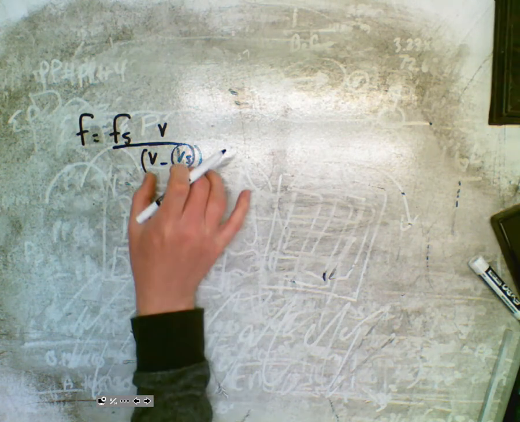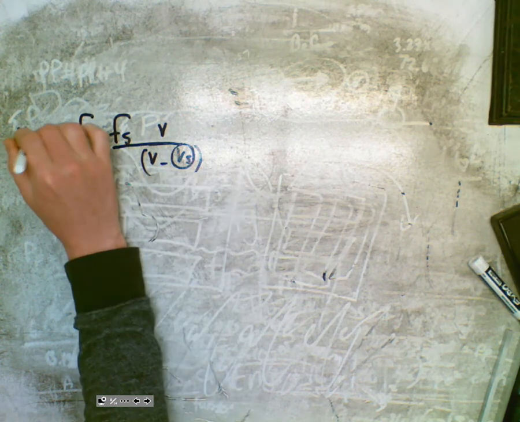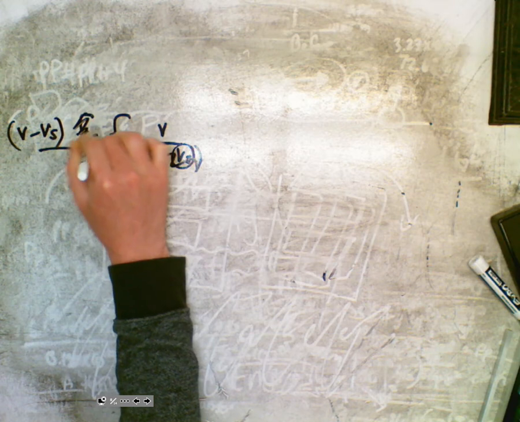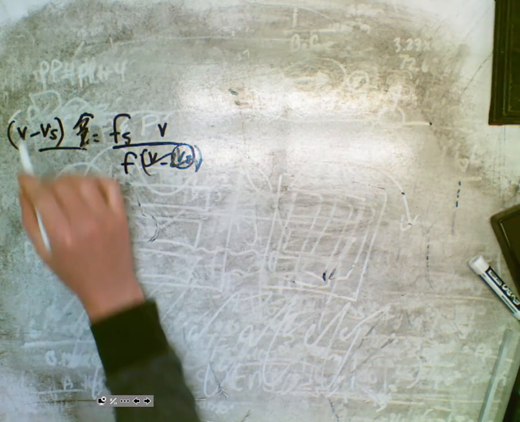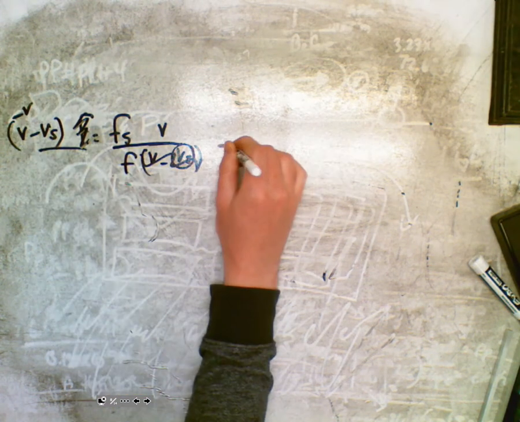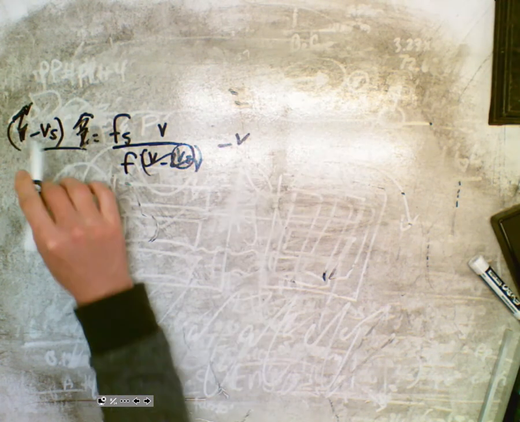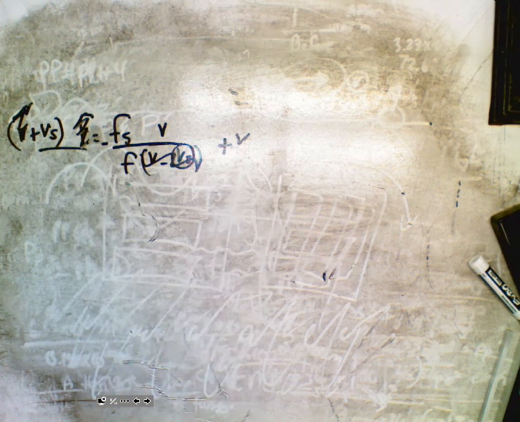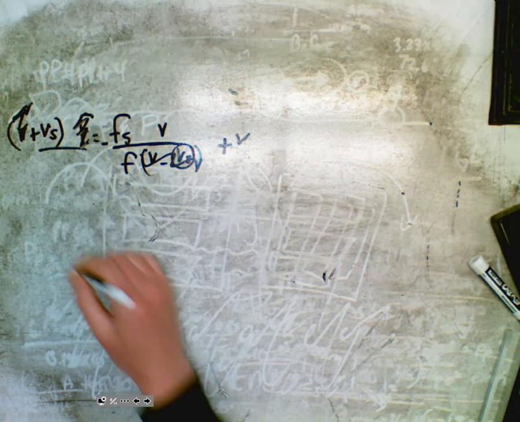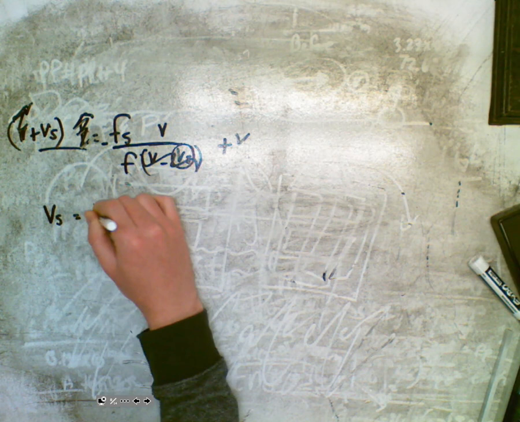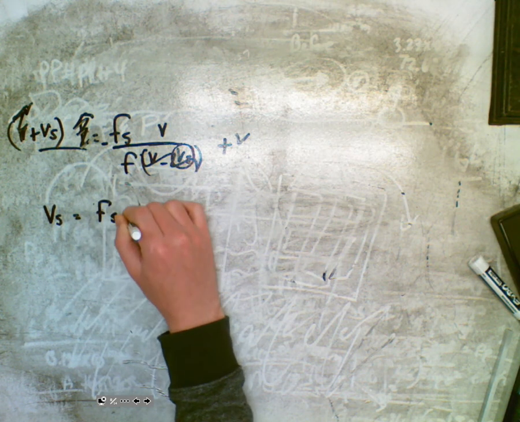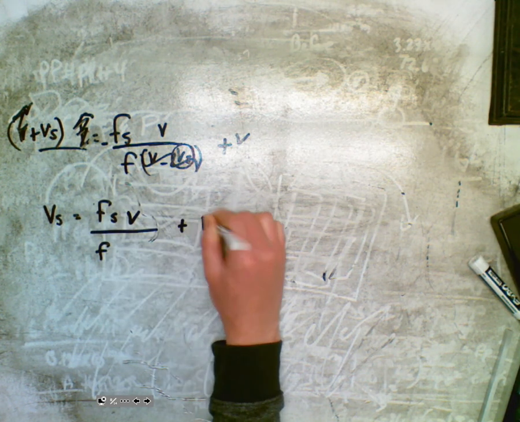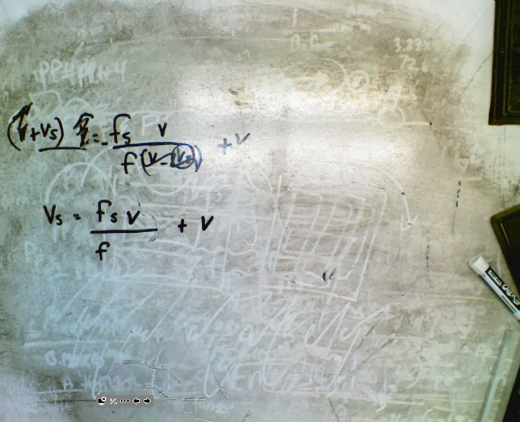Okay. So we can move these guys as long as we move them together. We can move V minus Vs up top, and we can move F down below. And then we can subtract a V from both sides. And we still have this negative here, so I'm going to make this positive, I'm going to make this negative, and I'm going to make this positive. So now I have the speed of my source is equal to the frequency of my source divided by my apparent frequency plus the speed of sound. So that's my equation.